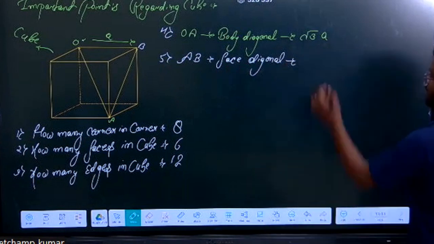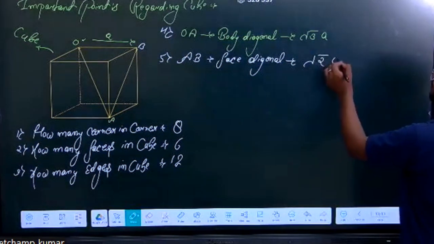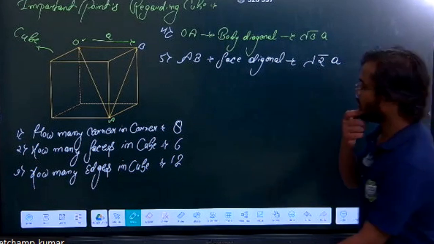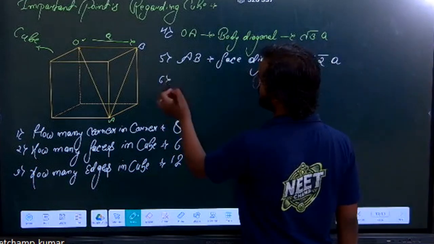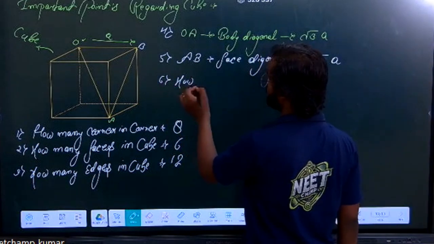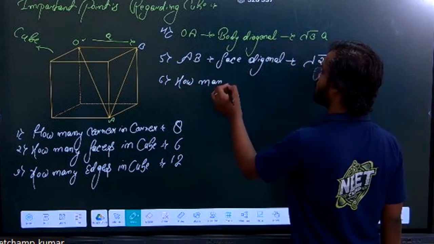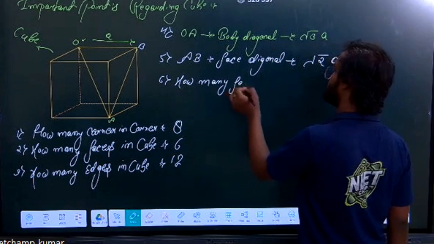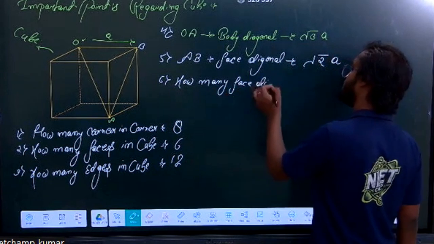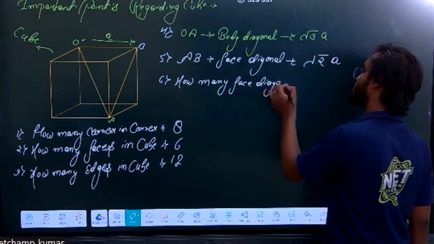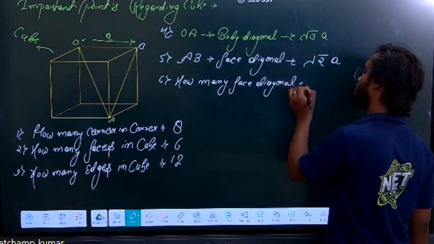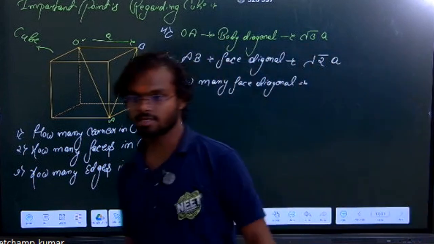And what is the length? Length of the face diagonal is root 2a. So if I ask you how many face diagonals are there? Can anyone tell me how many face diagonals will be there?